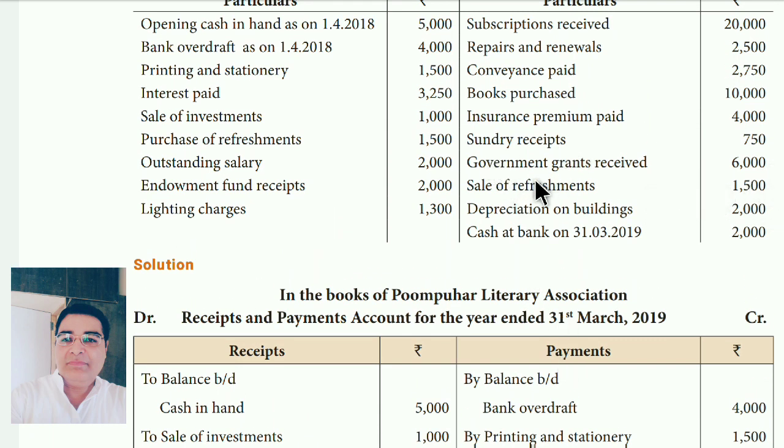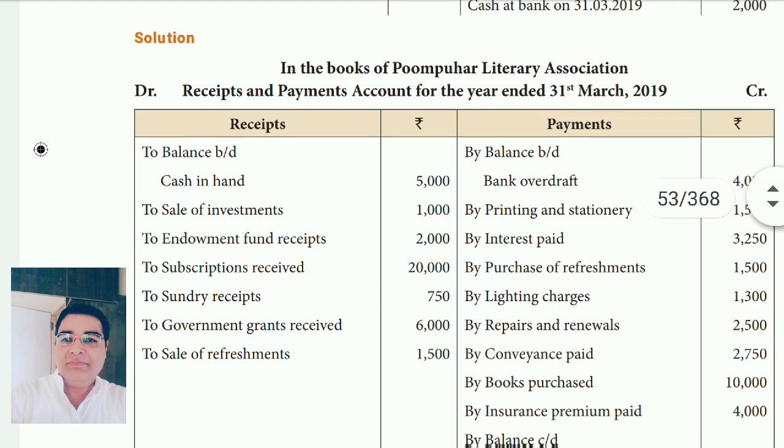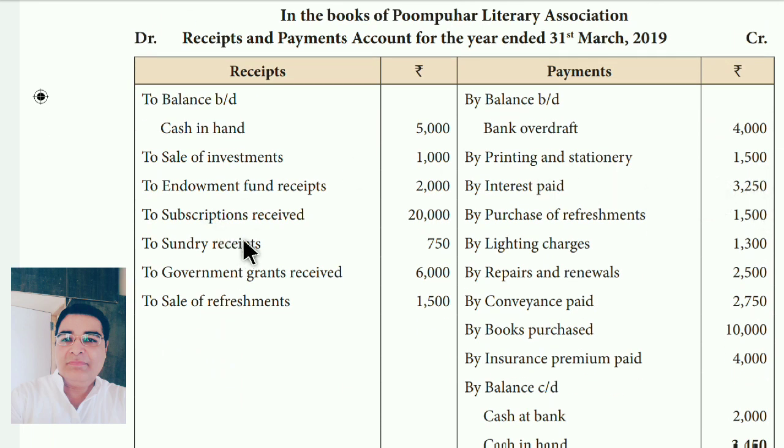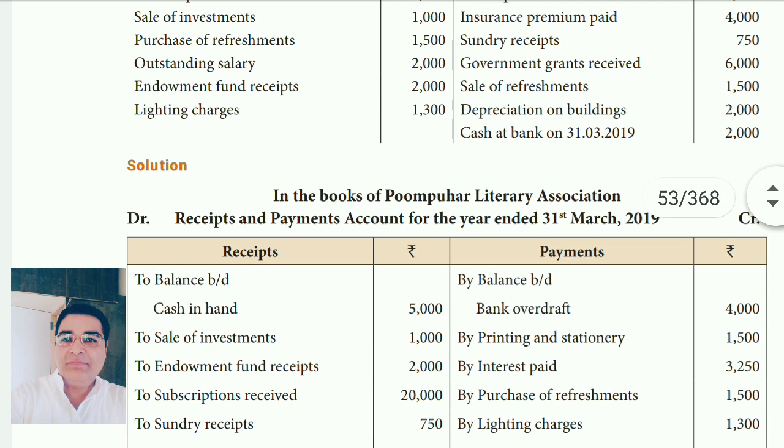Sundry receipt, government grants received, sale of refreshment. So these are all receipt items, so they will come here. See here: subscription receipt, sundry receipt, government grants received, sale of refreshment.